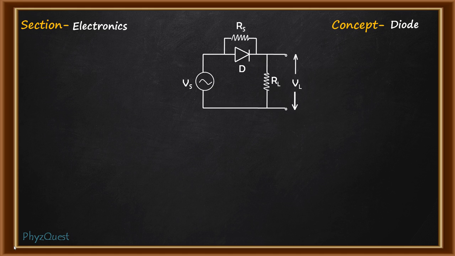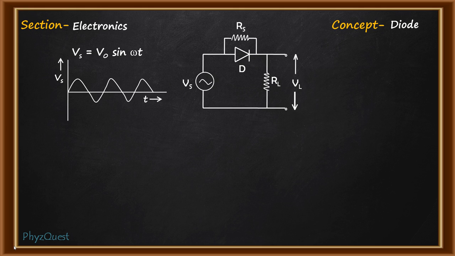This question is based on the topic electronics, and the concept involved here is the diode. This is the given circuit. Here the voltage source Vs is a sine wave equal to V0 sin omega t. A sine waveform will be like this. It consists of positive and negative half cycles. This is the behavior of a sinusoidal wave.